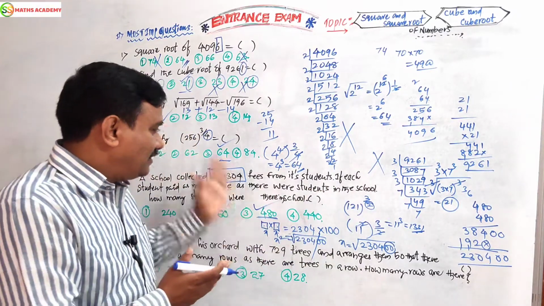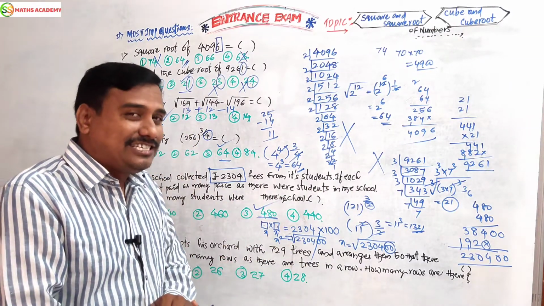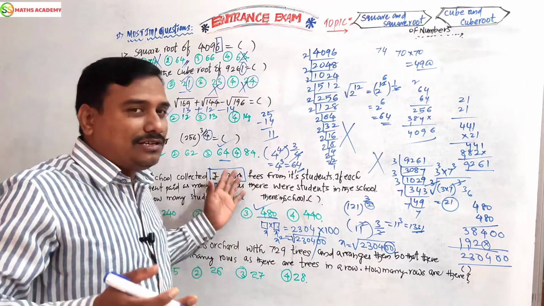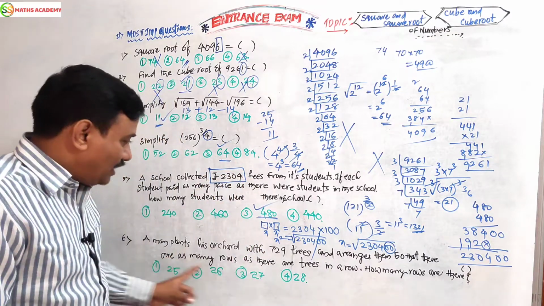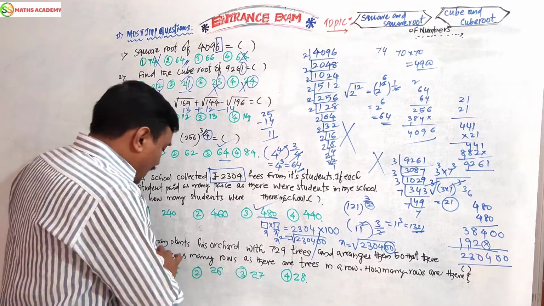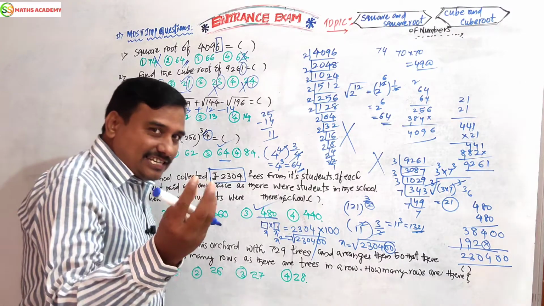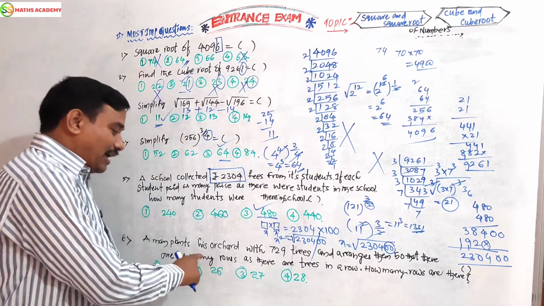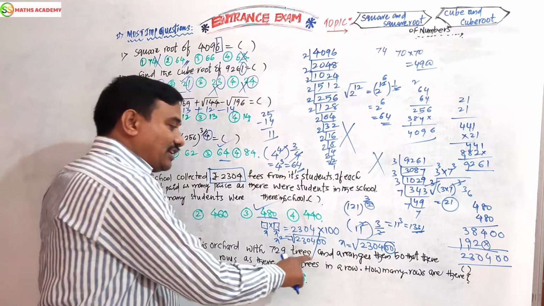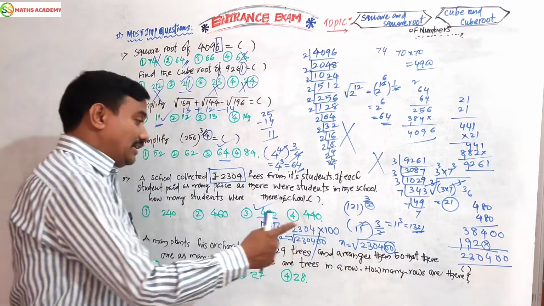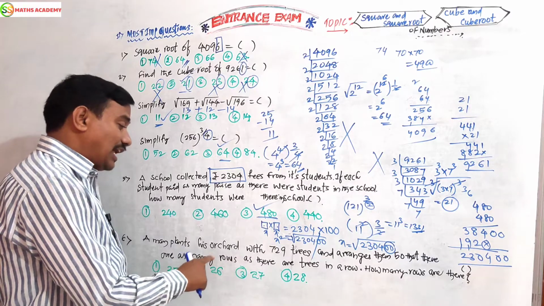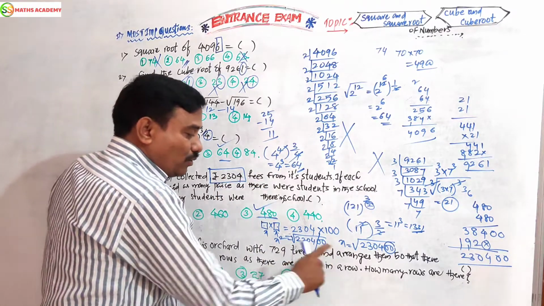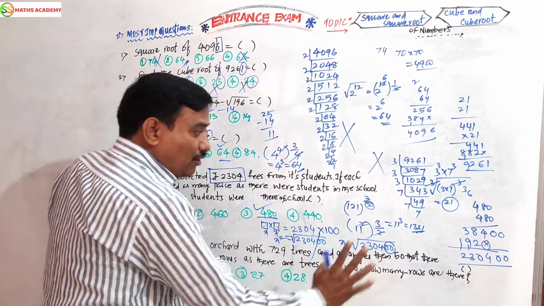Like this you will get this question. How easy it is, children. Big question, smart solution. Now let us see one more interesting question. I will give you the answer to this question in 5 seconds. A man plants his orchard with 729 trees and arranges them so that there are as many rows as trees in a row. Rows and trees are the same. Then how many rows are there?